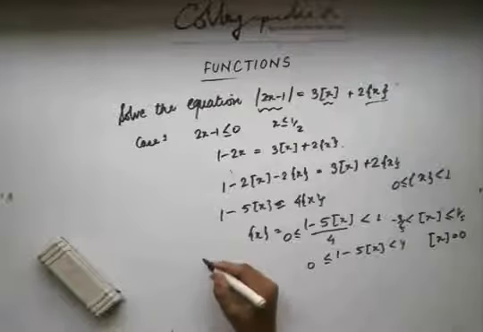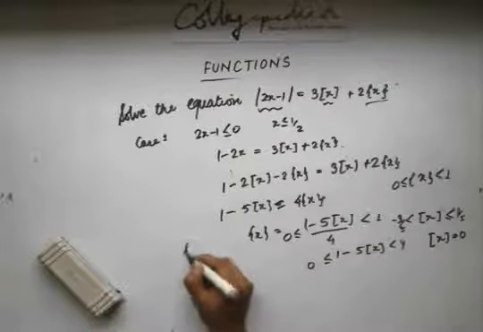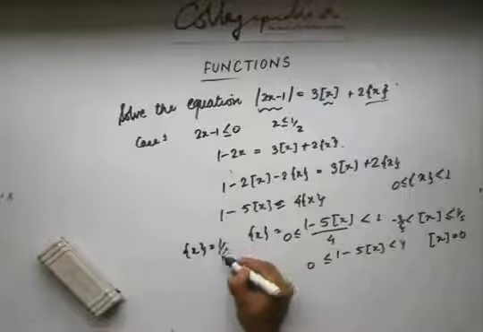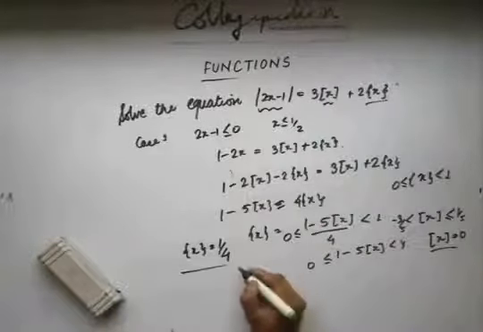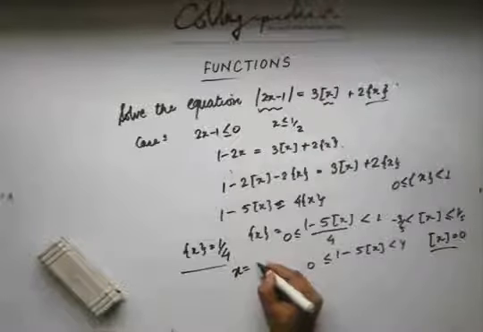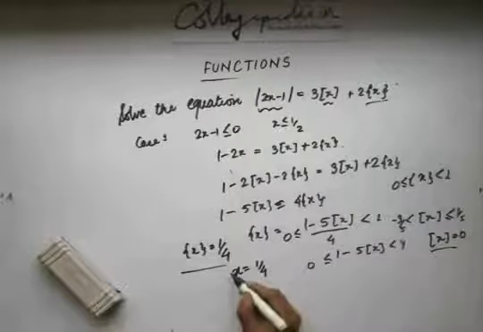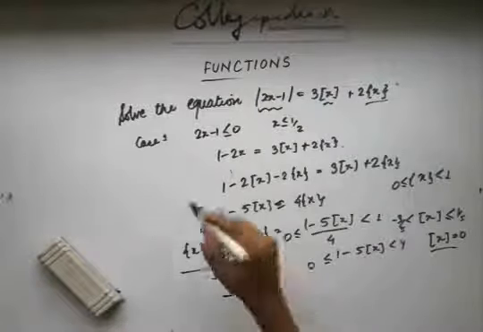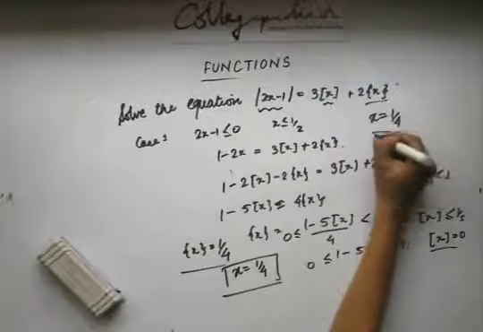If box x is equal to 0, then what is the fractional part of x? From here we see that the fractional part is equal to 1 by 4. Box x is 0, fractional part is 1 by 4. So what is x? x equals 1 by 4. So from the second case we get x equals 1 by 4, and from the first case we don't get any solution. So the solution to this equation is x equals 1 by 4.